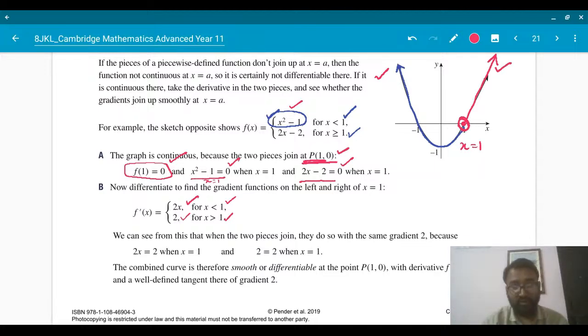But what about the joint? Okay, so we can see from this that when the two pieces join, they show the same gradient, 2. So at x equals to 1, if you take x equals to 1, they are both 2. So 2x equals to 2 and 2 equals to 2. So therefore it is differentiable also, because here the function is very smooth. So the piecewise function is fully differentiable, and f dash 1 is equals to 2.